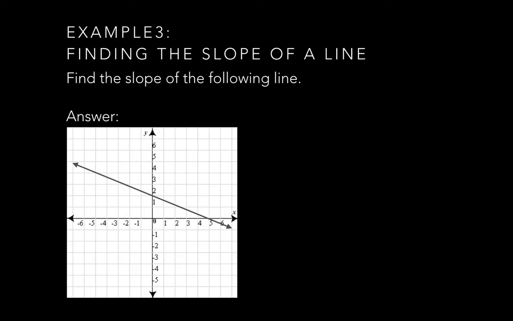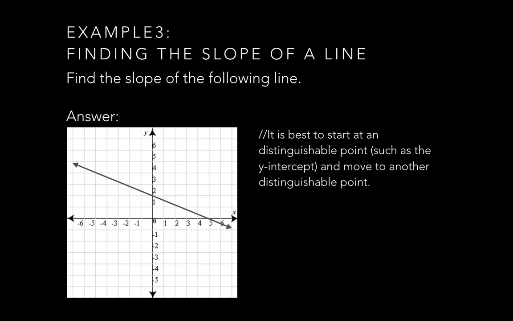So we're going to find the slope of this line. To do so, it's best to pick a distinguishable point like the y-intercept, or a point that doesn't have a fraction. You want to find a point that is on integer values. There are 2 points that are on integer values, and they're actually both intercepts.